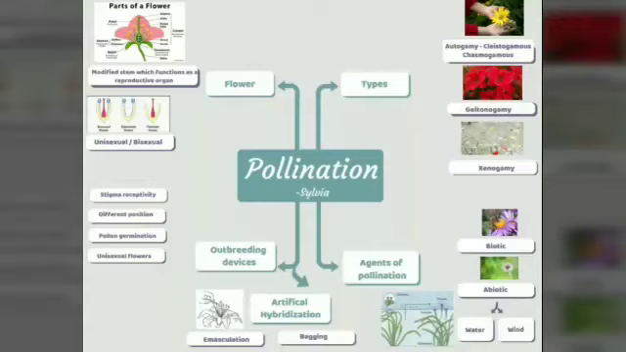Now let's talk about pollination. The transfer of pollen grains from the opened anther of a stamen to the receptive stigma of the pistil is called pollination. Each pollen grain grows and provides two male gametes for fertilization of an ovule.